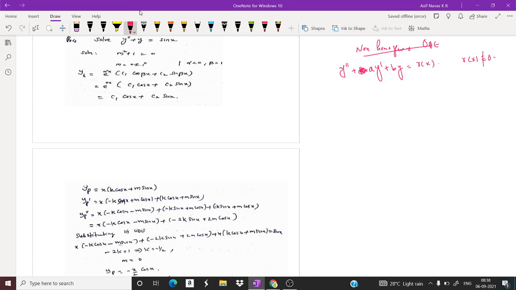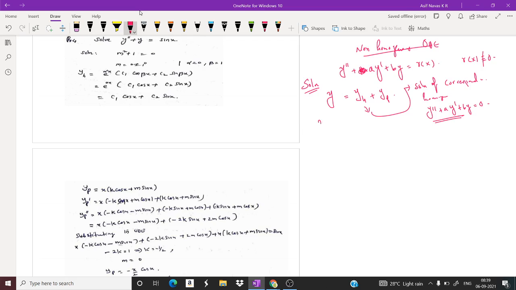Now, the solution of this non-homogeneous ODE is of the form yh plus yp. Here yh is the solution of the corresponding homogeneous ODE, that means we are taking the homogeneous part only: y double dash plus a y dash plus b y equal to 0. Similarly, for a higher order ODE, we follow a similar procedure.